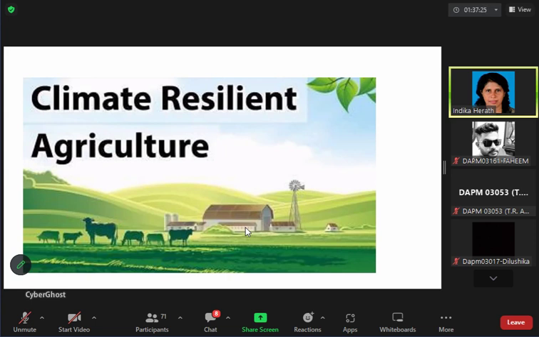We can do it by changing the cropping pattern, and by changing the variety that we cultivate, because certain crops are able to tolerate high temperatures, but some crops cannot. So we do practices where we can get the same yield even under changed climate. Therefore we select crops that are resistant to climate change. Climate resilient agriculture has various aspects. In agriculture, you know that we can do genetic modification.